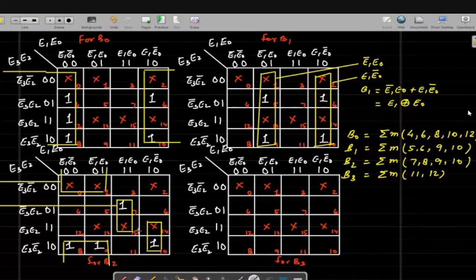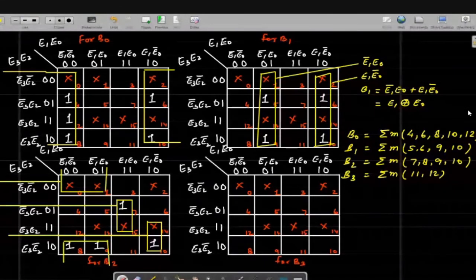This pair can also form. So this will give you the term E3, E1, E0 bar. Now you can combine all these three terms, which will give you the simplified Boolean expression for B2.